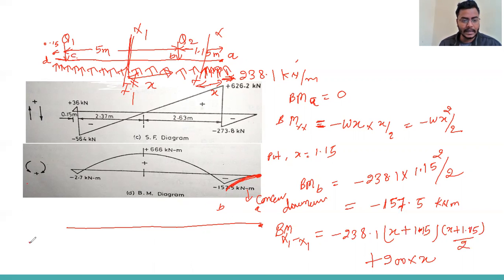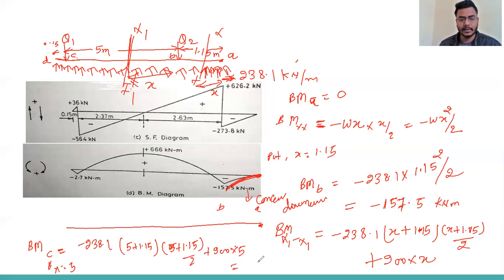So now we can calculate the bending moment at C by putting x equal to 5. So you get minus 238.1 into 5 plus 1.15 into 5 plus 1.15 divided by 2, into 900 into 5. So we'll get minus 2.7 kilonewton.